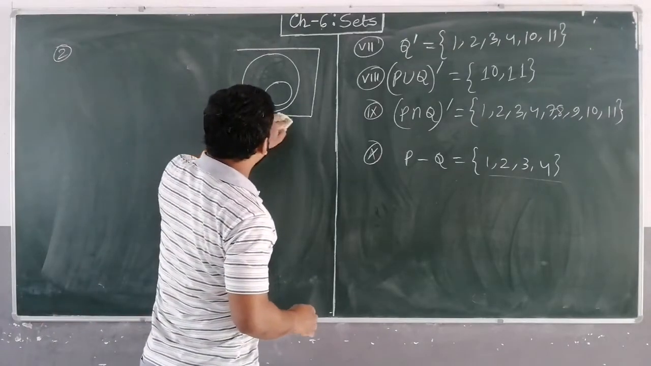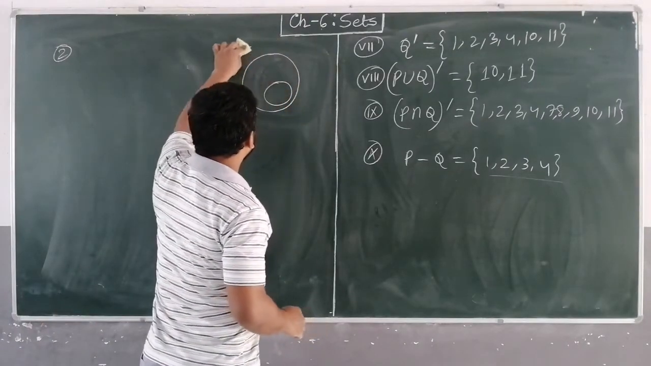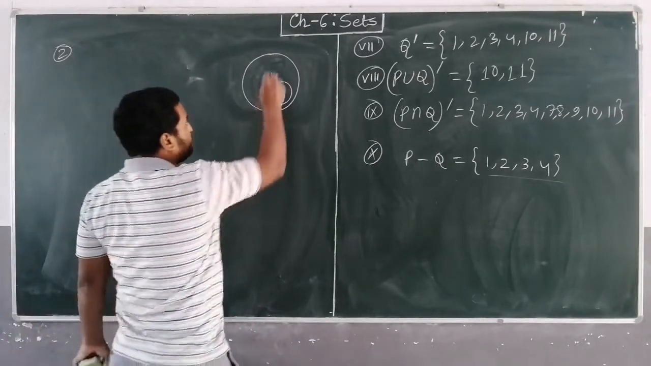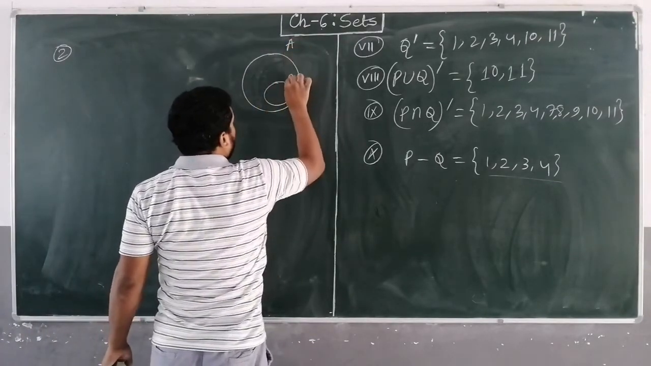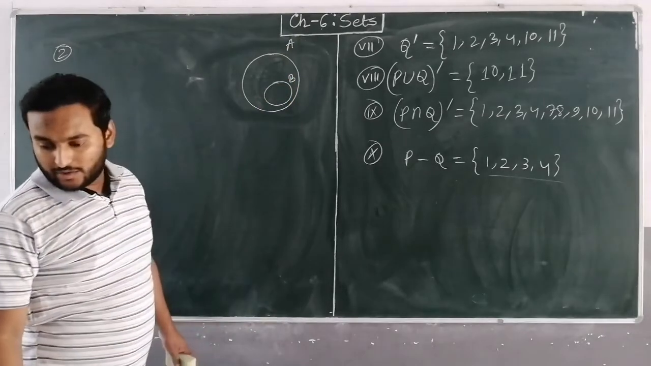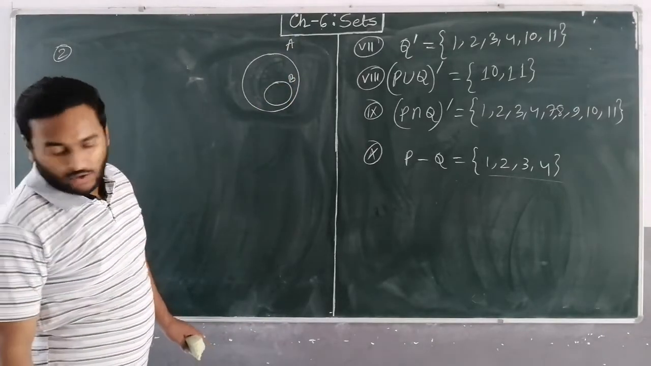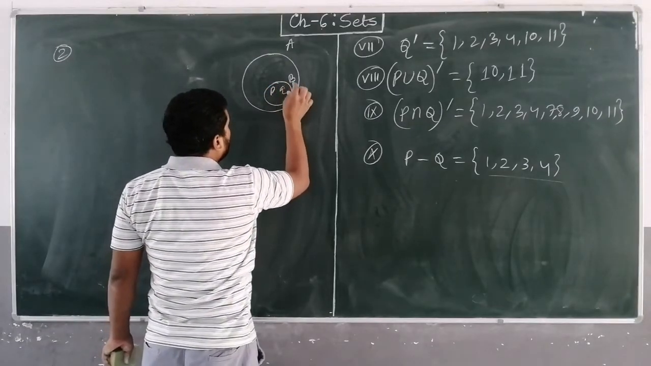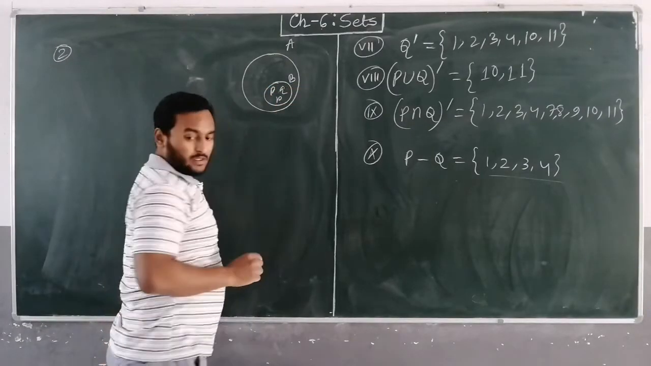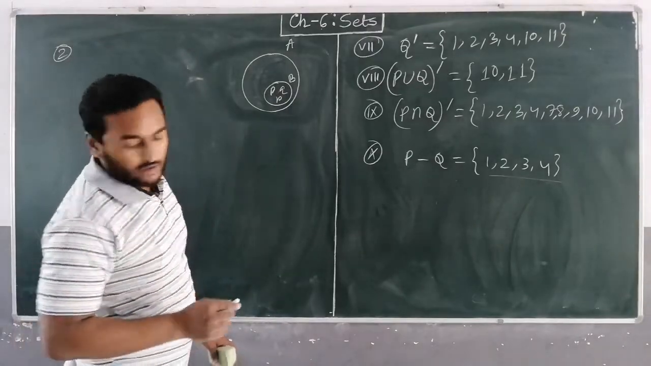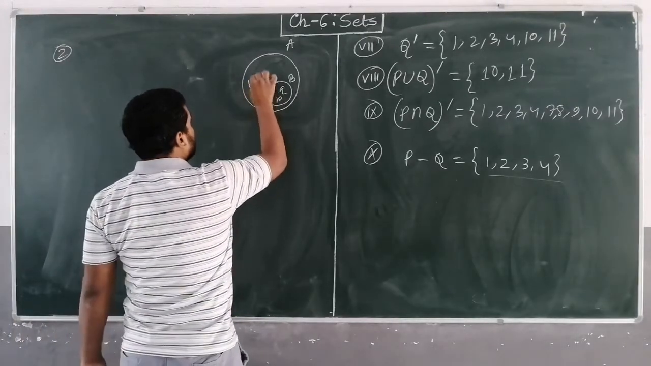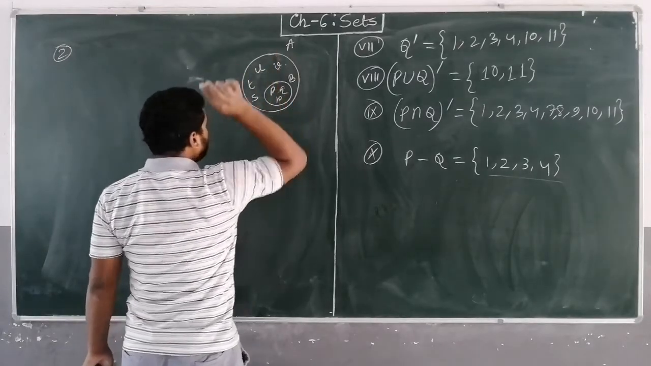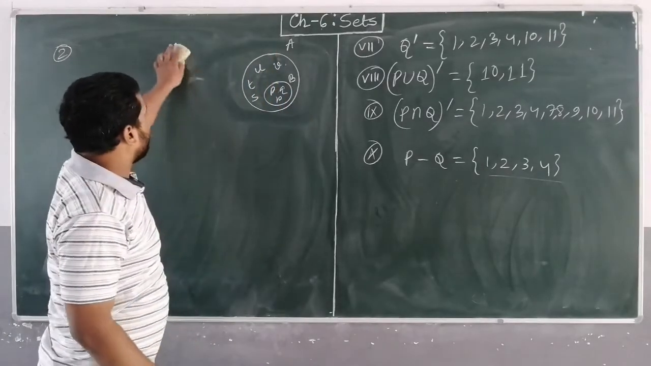Okay, here the rectangle is not given. Two sets, A and B. Here P, Q, R are in set B, and in set A, S, T, U, V. Okay, so this is the Venn diagram given.